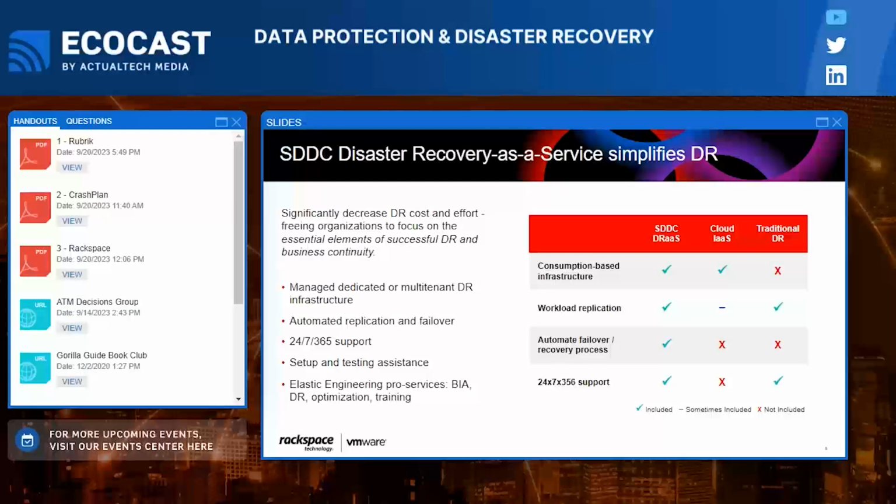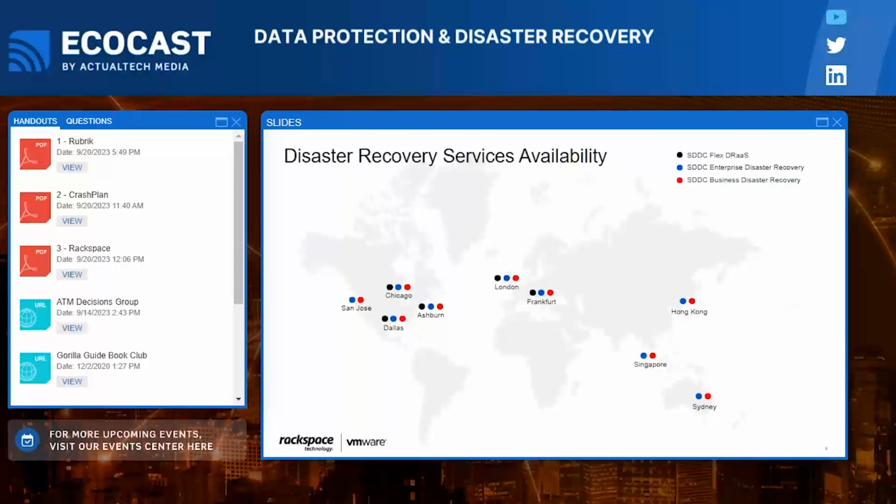Here we have our map of the SDDC portfolio, which this infrastructure serves as our DR target environments. SDDC Flex is our multi-tenant offering powered by vCloud Director. SDDC Business is a vCenter offering, and SDDC Enterprise, which is our highest level offering, is a full stack vCloud Foundation single tenant environment.